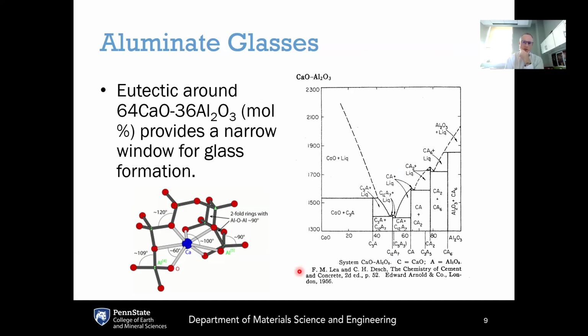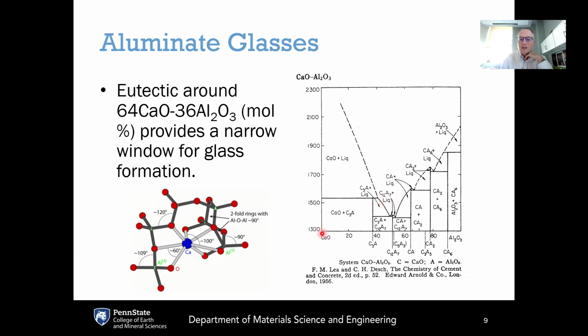Now we covered aluminosilicate glasses where Al2O3 was incorporated into a silicate glass matrix. Al2O3 on its own does not form a glass. It would be far too unstable. But there is something called a calcium aluminate glass, which can form over a very narrow range of compositions. That narrow range can be seen in this phase diagram here on the right.